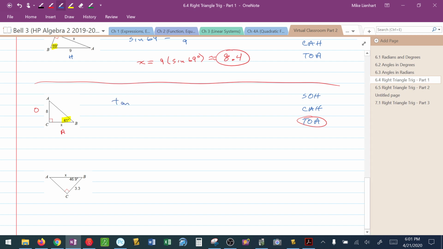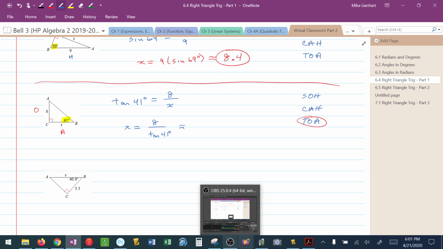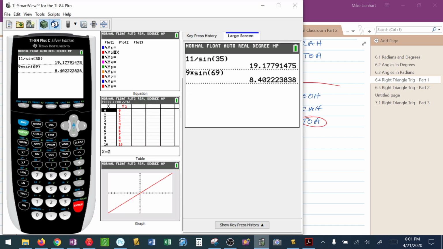So I'm going to say that the tangent of 41 degrees is equal to opposite over adjacent. And I know in this scenario, when I cross multiply and divide, x is going to be equal to 8 divided by the tangent of 41 degrees. I'm going to go ahead and type that in. 8 divided by the tangent of 41. Close that off. Equals 9.2.